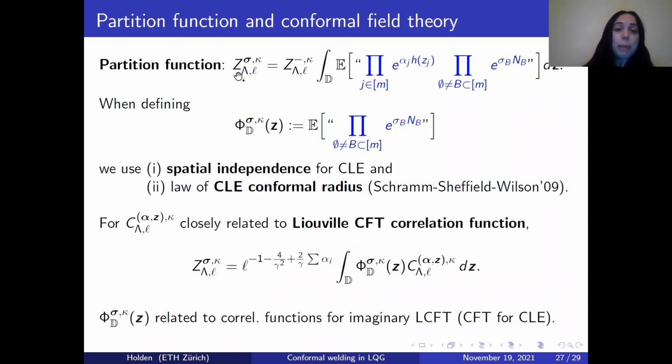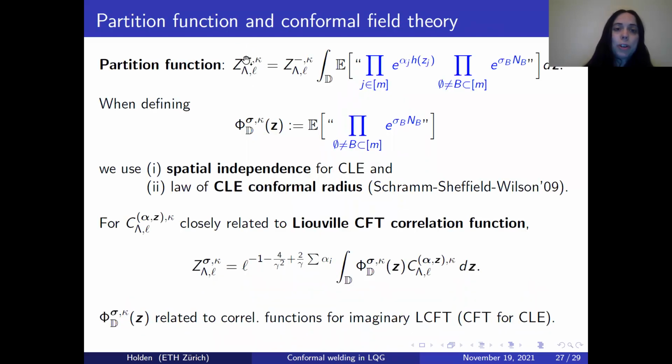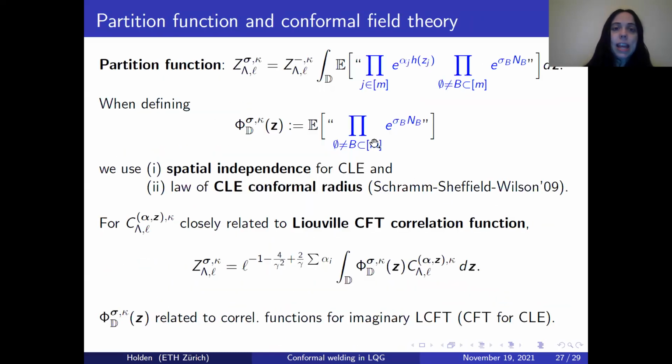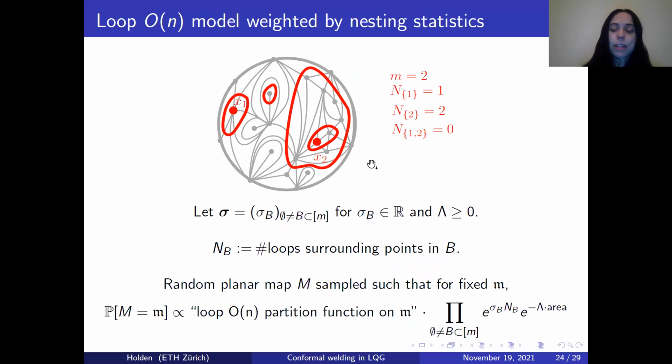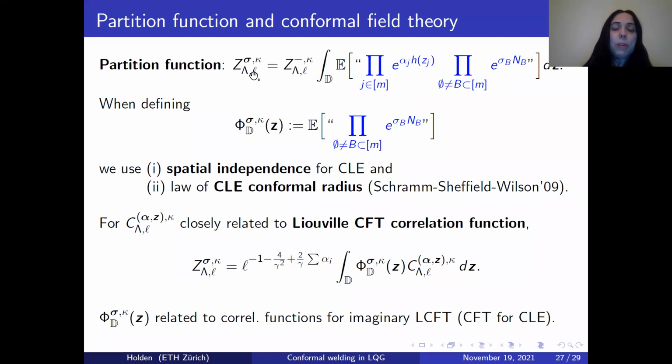So next, I introduce the partition function of the surface. If you look at the LQG disk on this slide, then it can be associated with 4 parameters. The first parameter is sigma, which describes the reweighting according to the nesting statistics. We have a parameter kappa, which is the parameter kappa of the CLE. We have a parameter lambda, which represents the penalization that we do of surfaces with large area. And we also have a parameter L, which is just some positive real number giving the boundary length of the disk. We define the partition function of this disk to be equal to the partition function of the disk with no marked points, which is explicitly known from other literature.